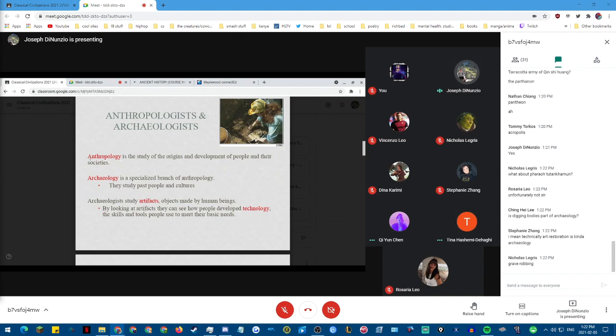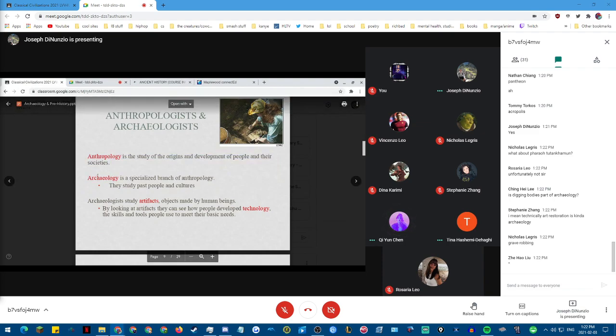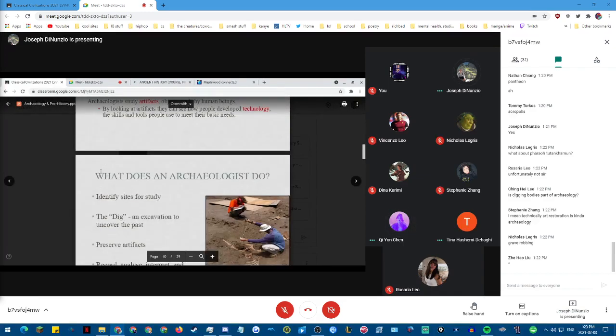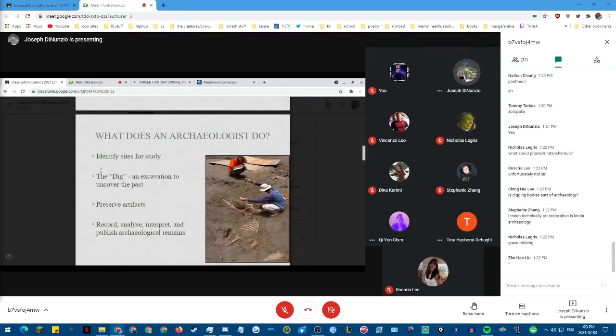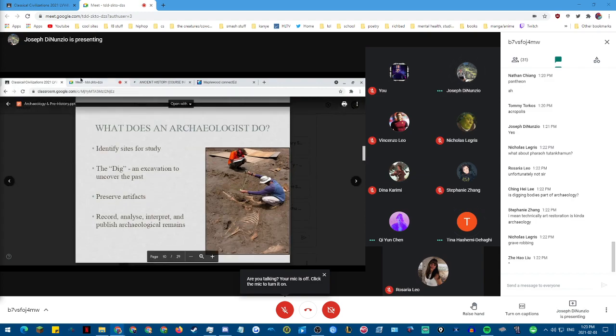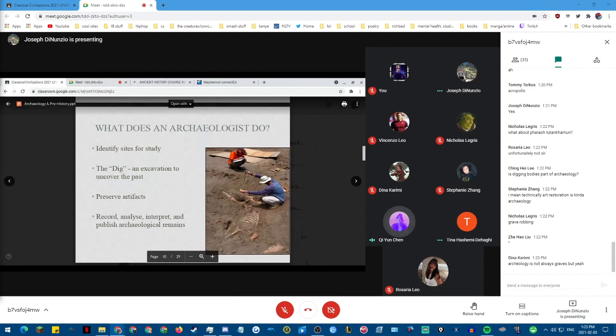So the key here is the difference between anthropology and archaeology. Very similar. Archaeology is a specialized branch of anthro. So what do they do? What's their job, Sabrina? What does an archaeologist do? They identify sites for study, the dig, and excavation to uncover the past. They preserve artifacts, they record, analyze, interpret, and publish archaeological remains.